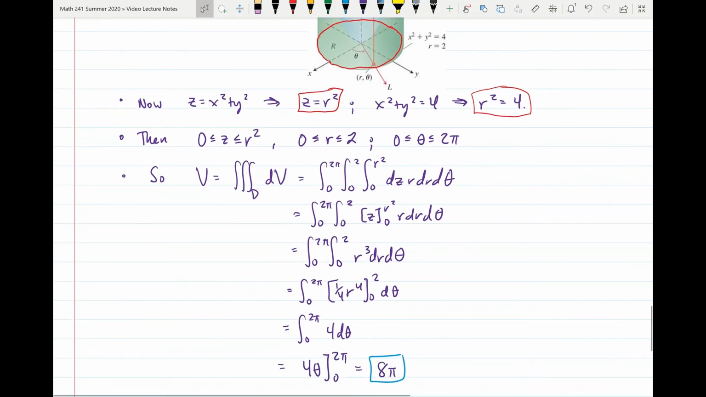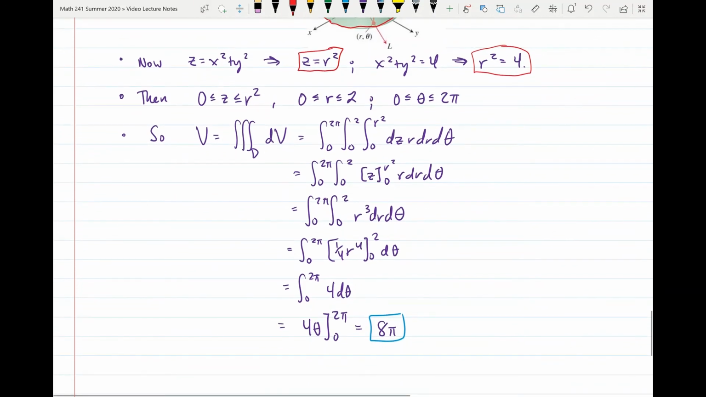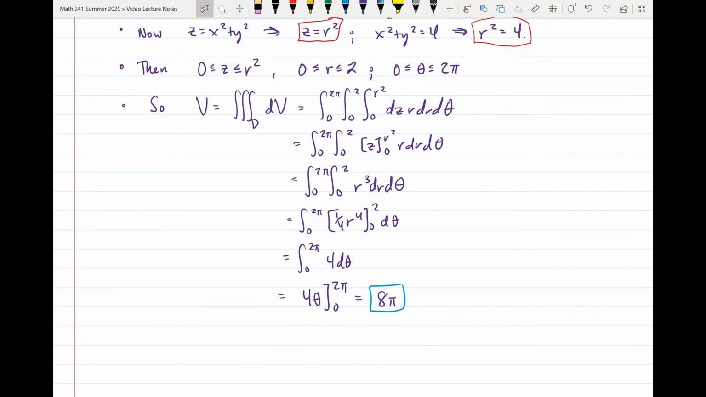And so then the volume will be equal to the triple integral of dV over the region D, which is equal to the integral from 0 to 2 pi of the integral from 0 to 2 of the integral from 0 to r squared of dz times r dr d theta. And so first we take the inner integral, so we take the integral of dz, which gives us z evaluated from 0 to r squared.